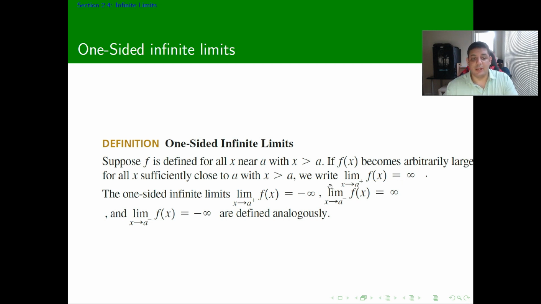Okay. Similarly, we can have the one-sided infinite limit to be negative. We have x going to a by the right being minus infinity, or we can have this behavior in terms of the left side. So for example, limit when x goes to a by the left side is infinity, or minus infinity, and this is going to be defined analogously in the same way.